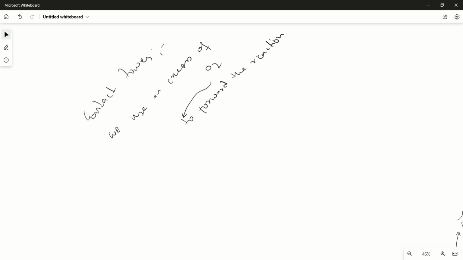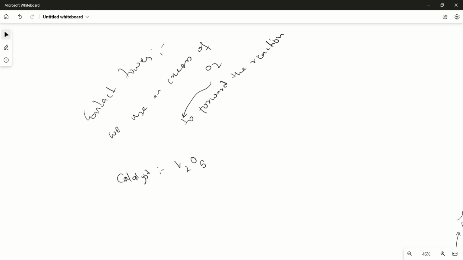Okay, so the catalyst. Now we know the catalyst is vanadium pentoxide, right? But why is it vanadium pentoxide? Does anybody know? Vanadium pentoxide is a preferred catalyst during the catalytic oxidation of SO2.